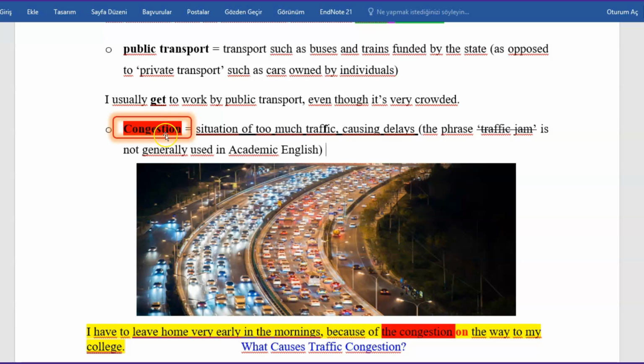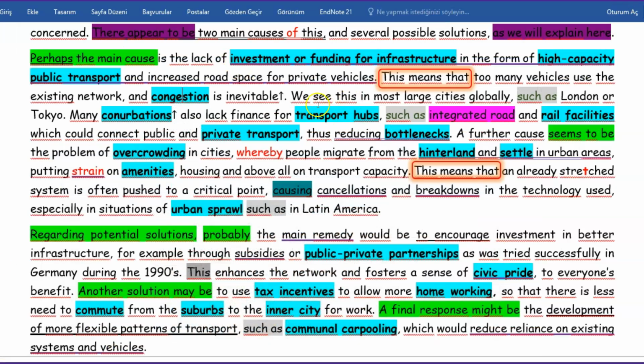Instead, we prefer to say congestion, right? Yeah, we see this again. The candidate avoids the usage of personalism. We see this in most large cities globally, such as London or Tokyo or Istanbul, etc.